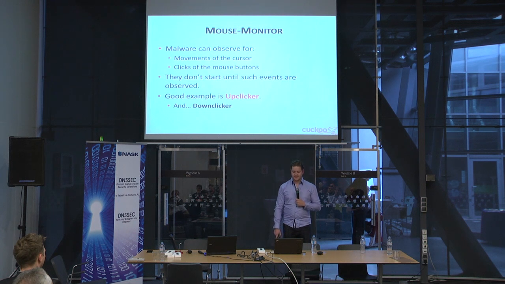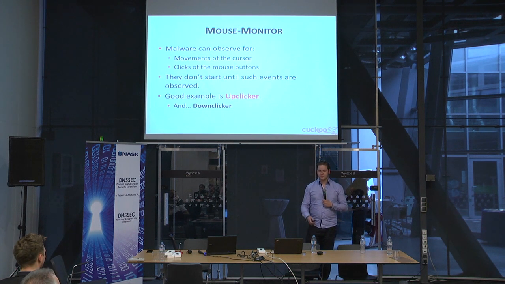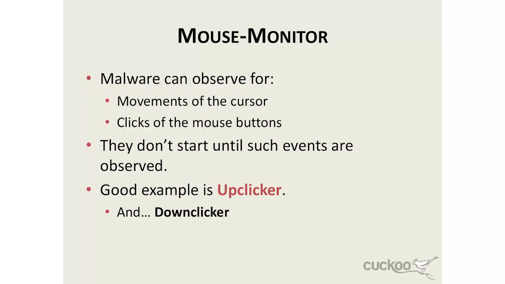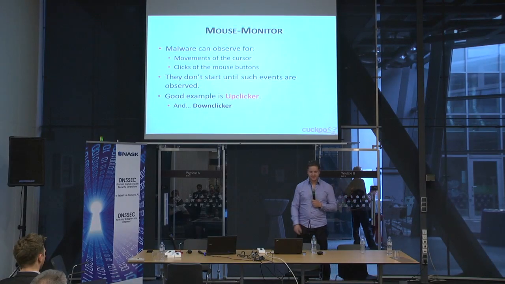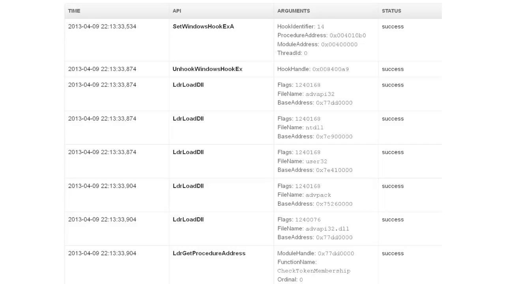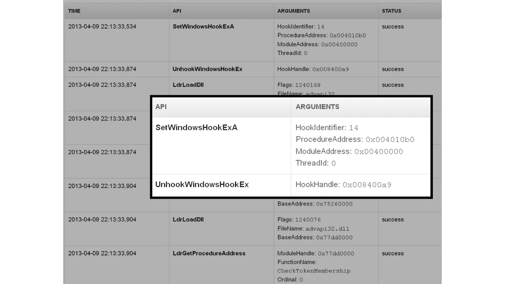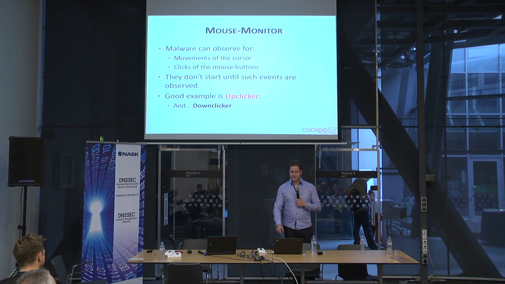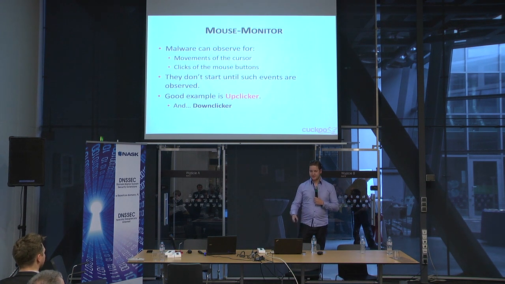We have a mouse monitor. For example, if you have a self-unpacking thing like WinRAR, there's a next button, next button, next button, extract. We have a component inside the virtual machine which looks for these buttons and clicks them. And the mouse monitor is something else. There's the upclicker malware. It installs a hook using a Windows API, SetWindowsHookEx with hook identifier 14, which means I want to get all the events when the mouse is clicked. The malware only runs after 3 clicks have been done. So you have to click 3 times and then the malware will start. Obviously, normally that doesn't happen in the virtual machine, which is why we have this thing that clicks around.